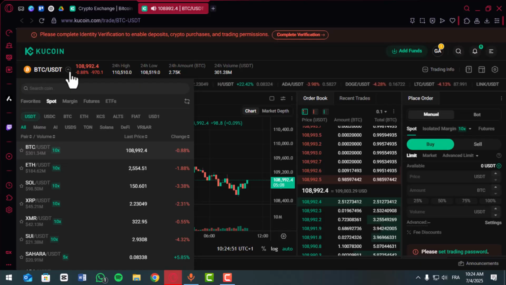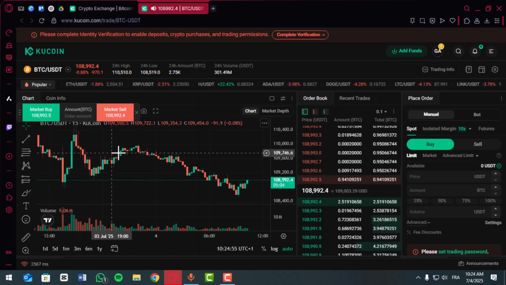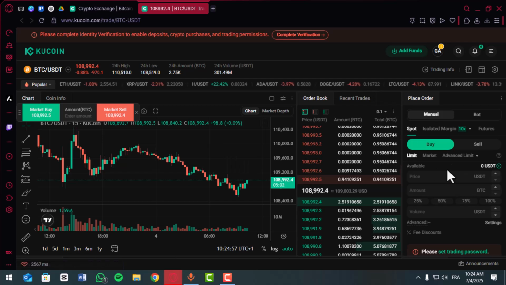From here, find the pair you want, for example, BTC/USDT. On the trade screen, choose between limit, market, or stop limit order types. Use market for instant trades. Use limit to set your own buy and sell price. Enter the amount you want to buy or sell and tap Buy or Sell.